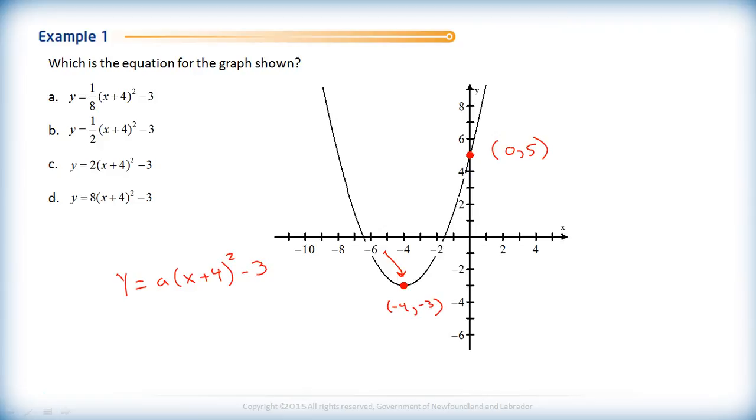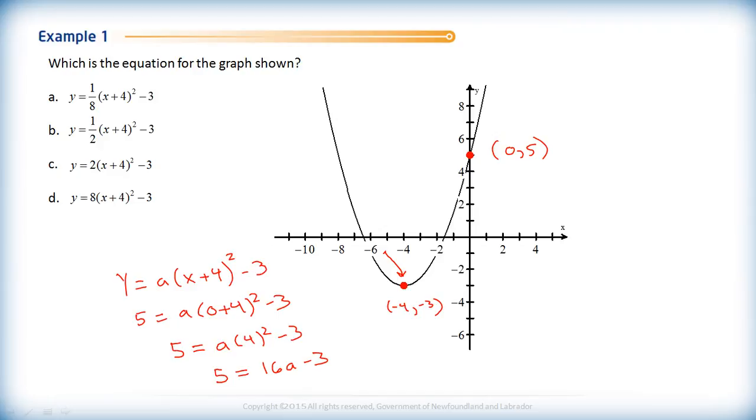Then we're going to fill (0, 5) into that equation and figure out what a is. So 5 goes in for y, 0 goes in for x, and then we'll do some calculating here. We've got a times 4 squared minus 3, so that's 5 equals 16a minus 3. Okay, watch your order of operations. That's the trick to solving equations.